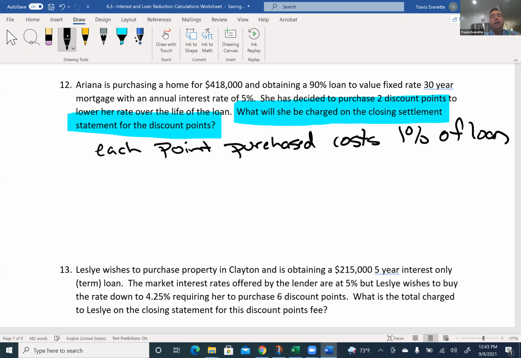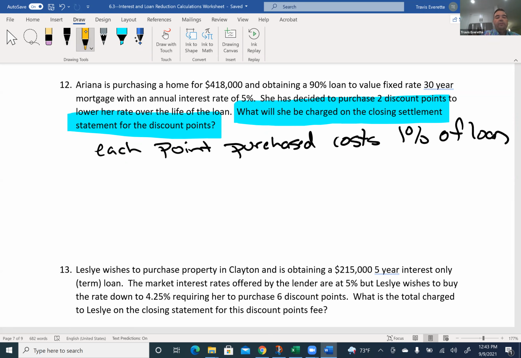Remember, the idea of discount points is it's a prepaid fee that's designed to put cash in the bank's hand up front in exchange for them giving a lower interest rate to the borrower over the full life of the loan. So this borrower is going to get a lower interest rate for 30 years and therefore lower monthly payments for 30 years. But they've got to pay some money up front to get that. And that's what they're asking us. How much is paid up front?